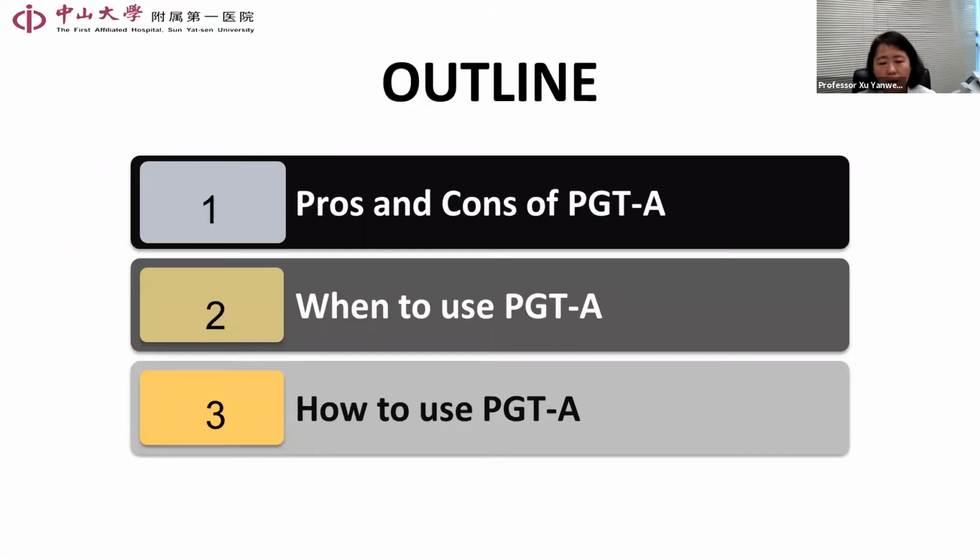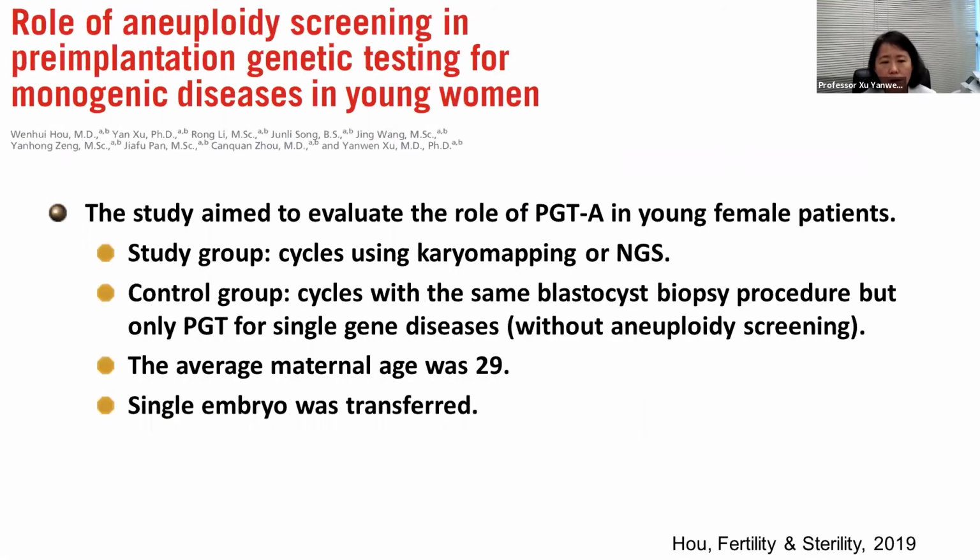Okay, when to use PGT-A? It means which age group shall we use PGT-A? First, let's look at a study we have published in Fertility and Sterility this year. The study aimed to evaluate the role of PGT-A in young female patients.